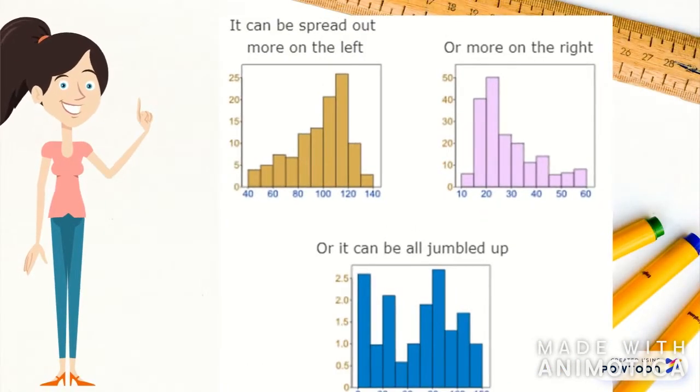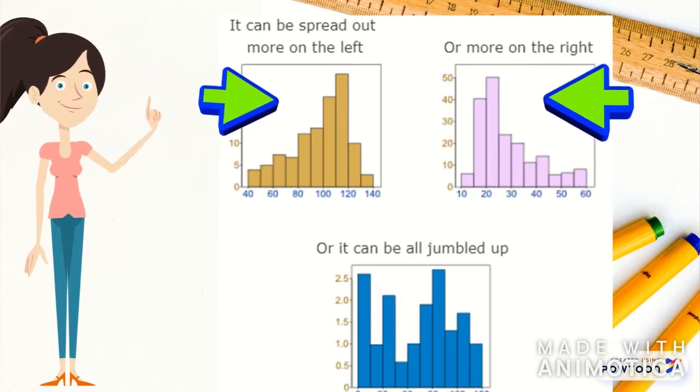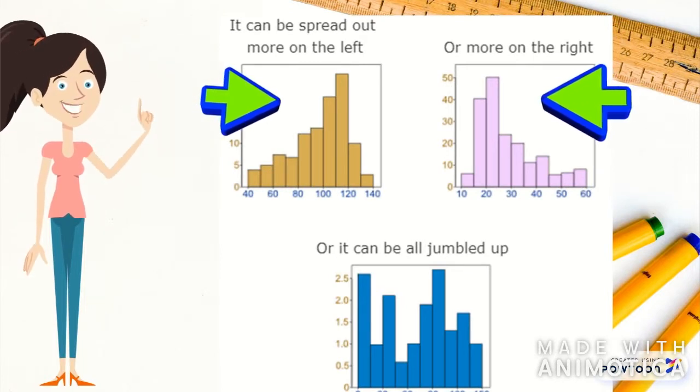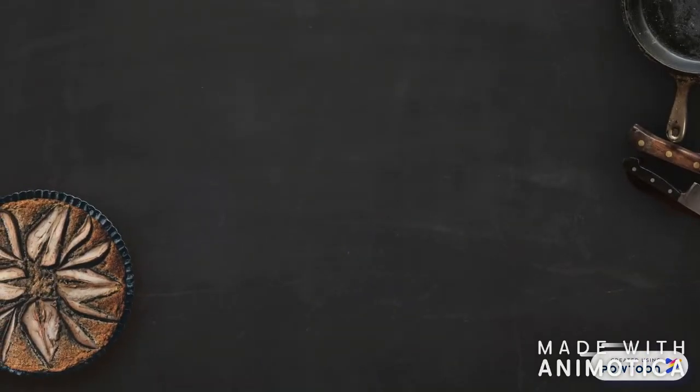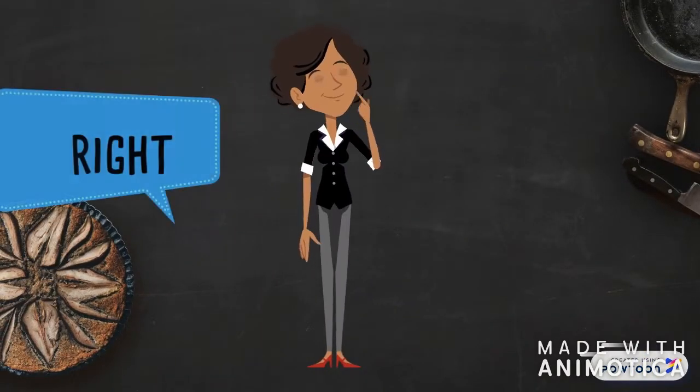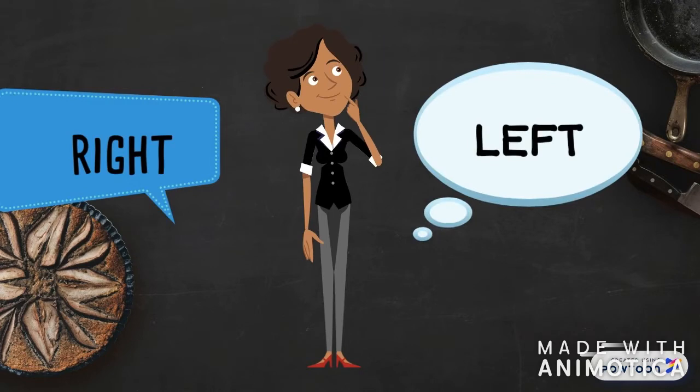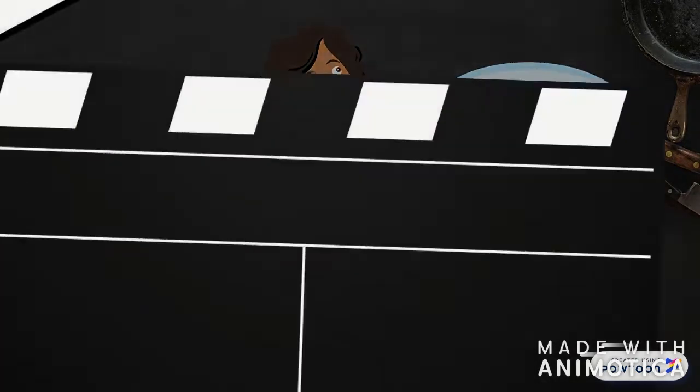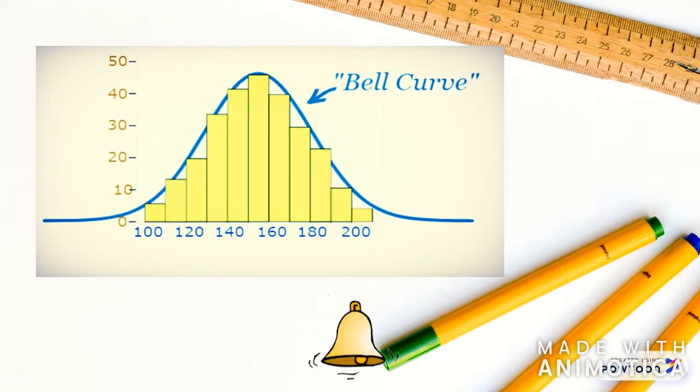Data can be distributed or spread out in different ways. It can be more on the right, more on the left, or it can be all jumbled up. But still, there are many cases where the data tends to be around a central value with no bias left or right. With no bias at both sides, the curve gets close to a normal distribution, like this, with a bell curve.